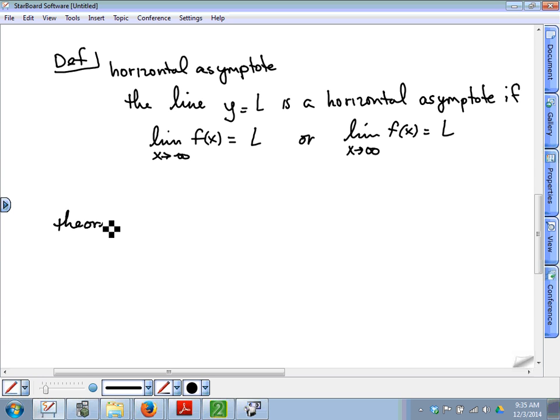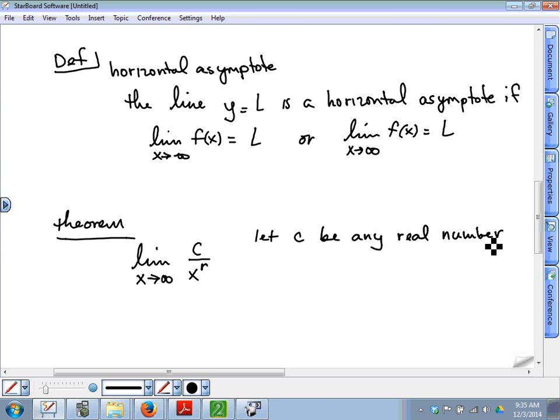And then a quick theorem. So let C be any real number and r is a positive rational number. So C is just a number. This is a constant. C stands for a constant.